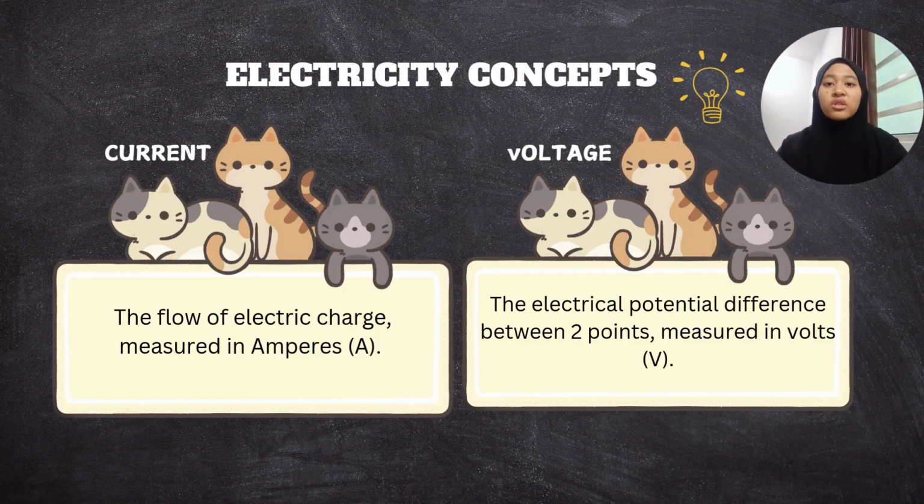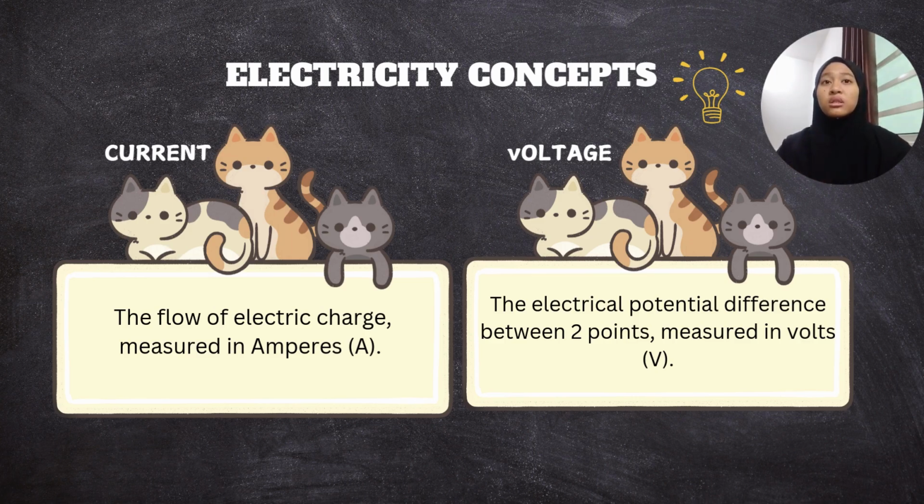Next, we have electricity concepts in electromagnetic compatibility. The first point is electric current. Electric current is the movement of electric charge through a material. It is measured in amperes. Electric current has direct current and alternating current.